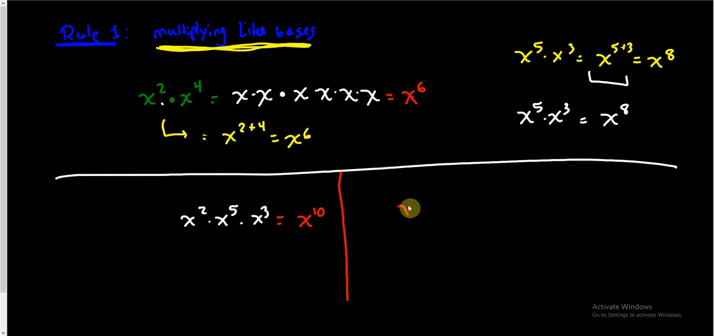What if they're not like? What if we go with x to the third times y to the fourth times x squared? Well, I look at this and I say, hey, this y term, it's not like this x term. They're different bases. So I cannot combine these two together into a single base. But wait a second, I see an x base here and an x base there. I'd love to get them together.